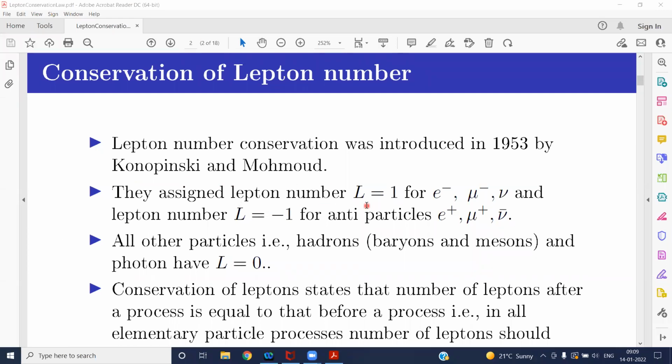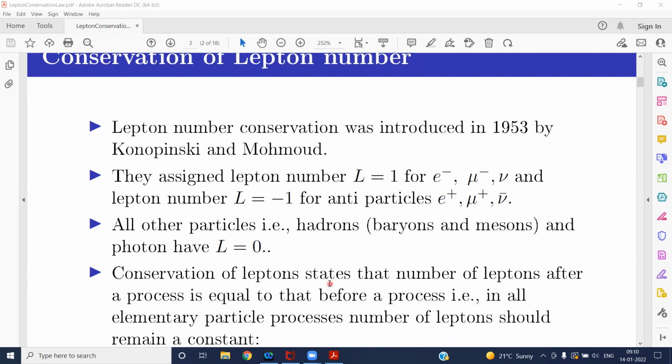They assigned lepton number L equal to 1 for all leptons and L equal to -1 for antiparticles, antileptons. What is the antilepton of the electron? It is e plus. The antilepton for mu minus is mu plus. The antilepton for a neutrino is nu bar. All other particles, that is hadrons, baryons, mesons, photons, have L equal to 0. For example, a proton is a baryon and has lepton number 0. Similarly, the lepton number of an electron is... the baryon number of an electron is 0.